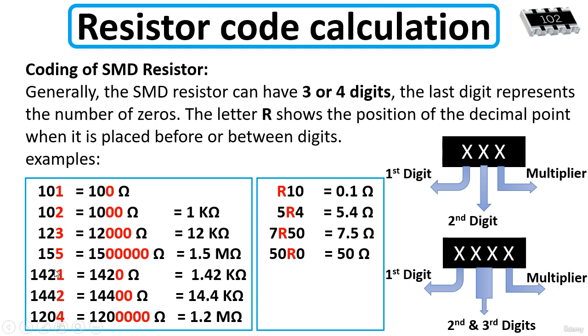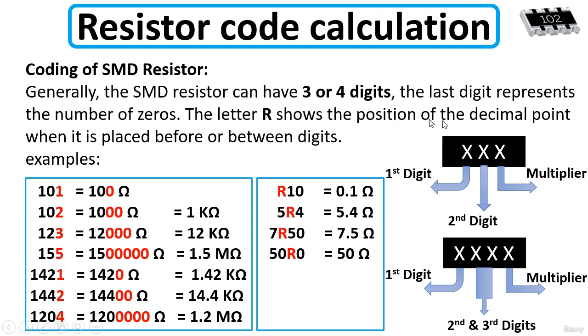For the resistors with 4 digits, the first, second and third digits are fixed numbers, and the fourth digit is the multiplier. Here we have 1, so we add one zero. Here we have 2 zeros. Here 4 zeros.